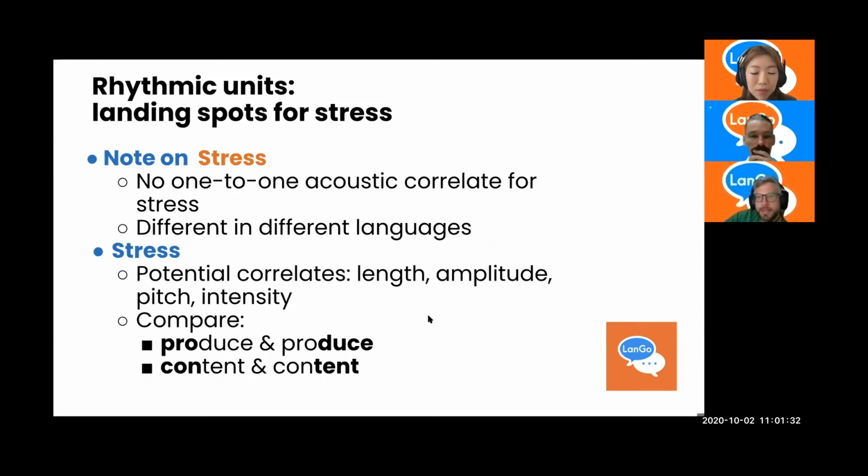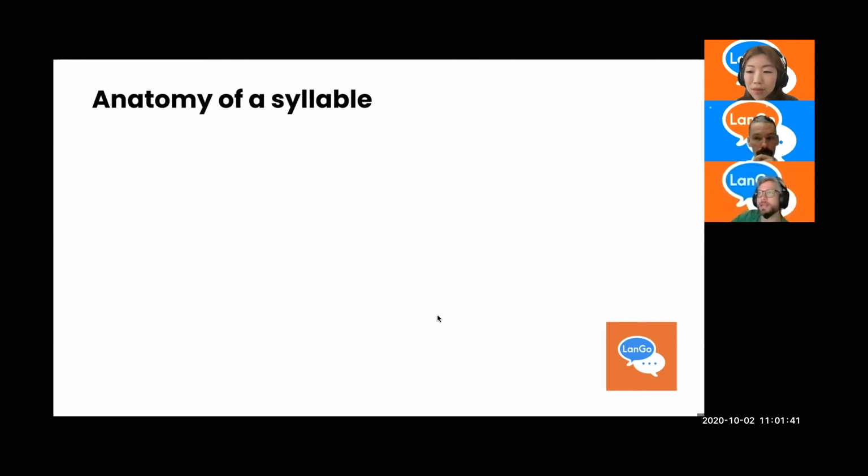In content, it sounds like the "ah" sound has been reduced to a schwa. To me, it's not there, yeah. So while we're talking about a syllable, I thought I would introduce the anatomy of a syllable. What are the parts? Right.